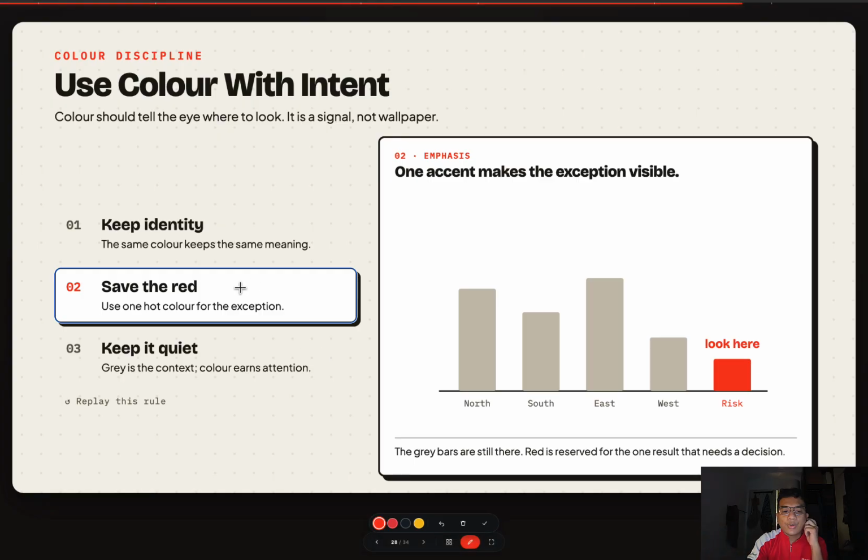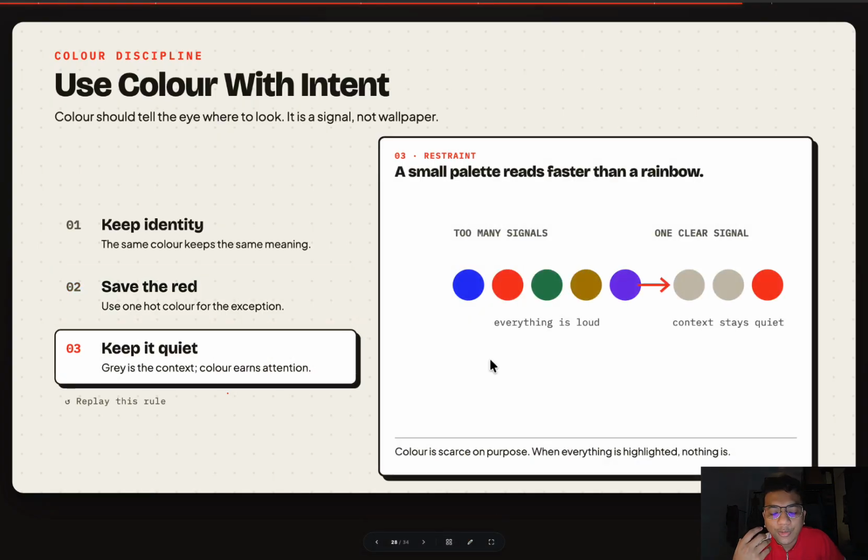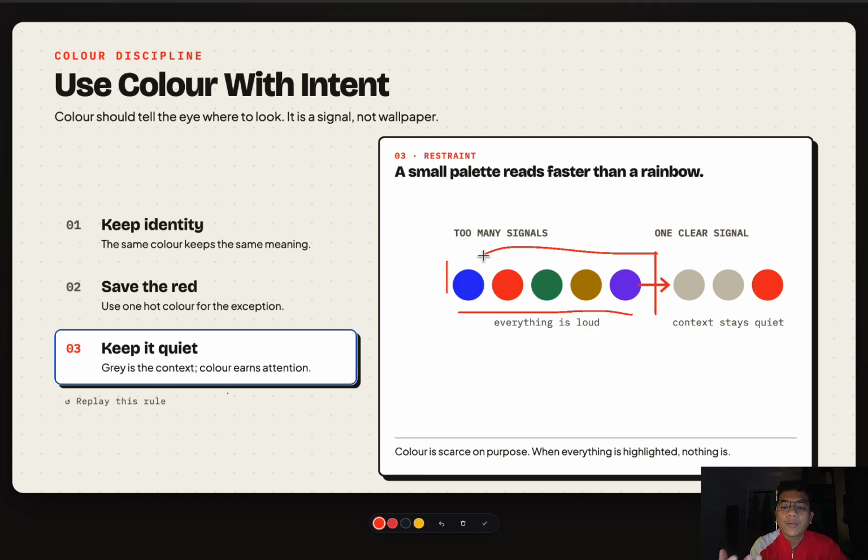All right, so lastly is basically try to reduce colors. So what does it mean to reduce colors? If you are using so many colors like this, it has so many signals and so much noise at the same time, so it is very difficult to drive an action.